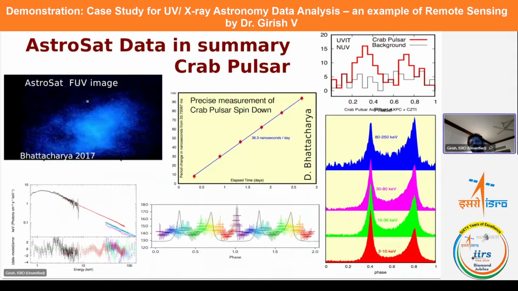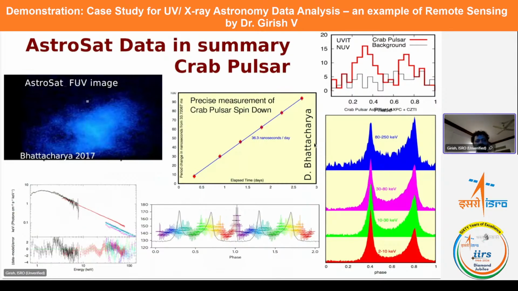If you see at low energies, the first peak is larger than the second peak, whereas at very high energy, 80 to 250 keV, it is reversed, and at 32 to 80 keV it's almost equal. So why is it happening? What is taking away the photons at a lower energy, and why not at the other peak? All sorts of things can be measured using these light curves.